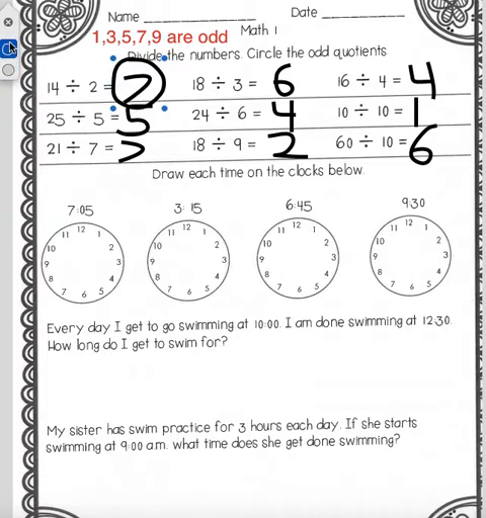Not what I wanted to do here. All right, this is a 6, this is not odd, this is even. A 4 is even. A 5 is odd. I'm going to circle that one.